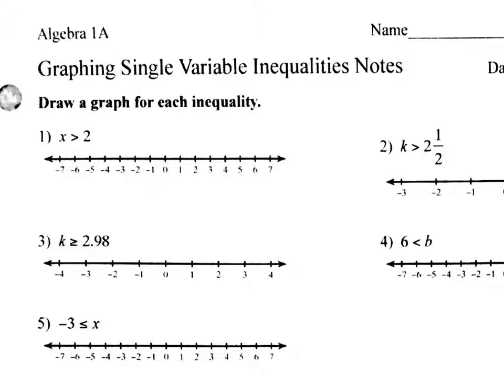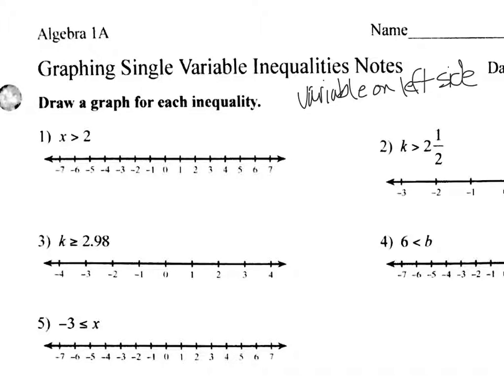Now there's a couple of things to note. First, I always try to get my variable on the left side. So variable on left side. Now the reason I do that is because whichever direction the inequality symbol, or quote-unquote arrow, points, that's the direction that you shade.